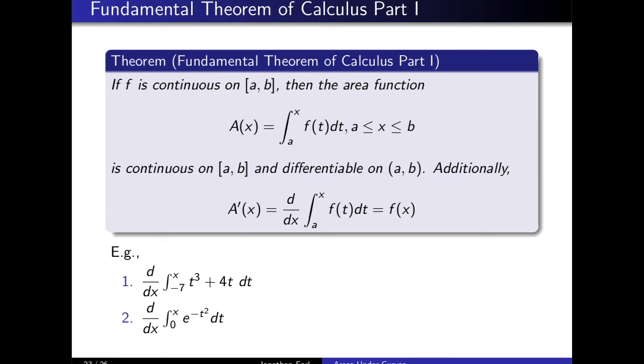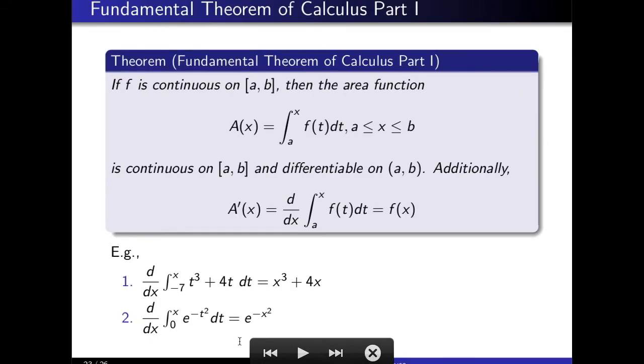So what we're doing here is we are finding the derivative of an antiderivative, effectively. And we'll see how these merge together. So for example, we want to find the derivative of this area function for t cubed plus 4t dt, and then find the derivative for the area function going between 0 and x of e to the minus t squared.